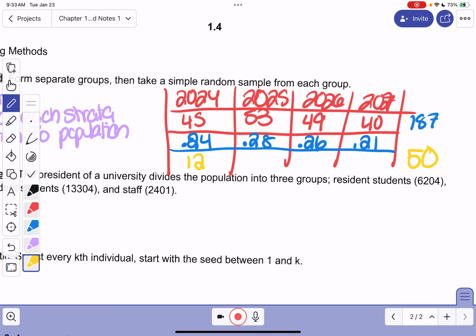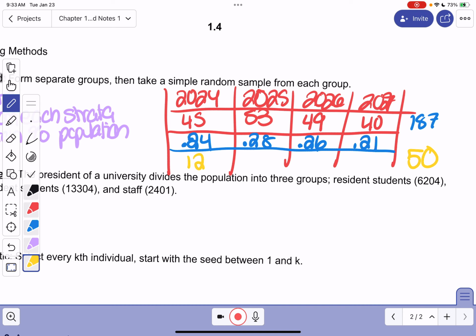So if we go back to the school, we have 187 students. We want a sample of 20. We would do 187 divided by 20, and we get 9.35. Round down, K is 9. We're gonna ask every 9th person. Our seed has to be somewhere between 1 and 9. So I might pick 4. So I'm going to start at 4, and I'm going to ask every 9th person.